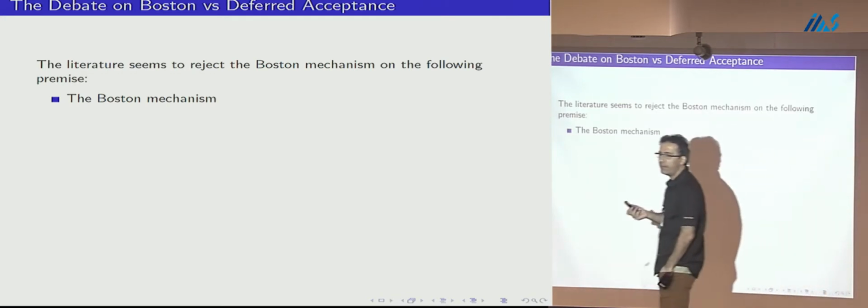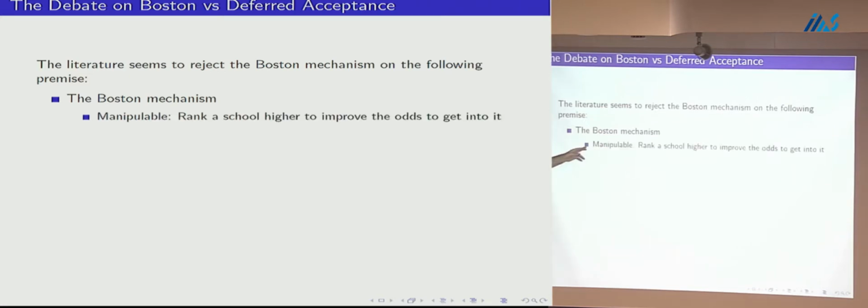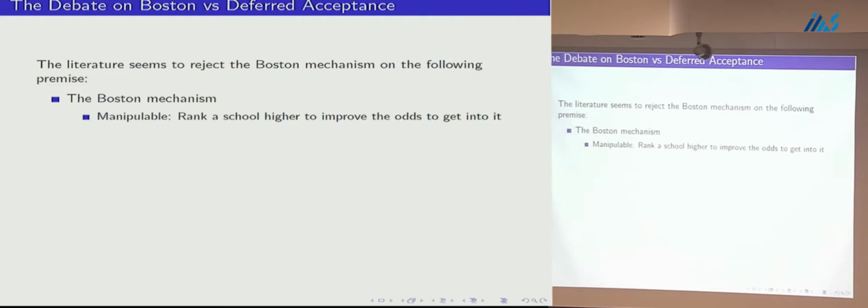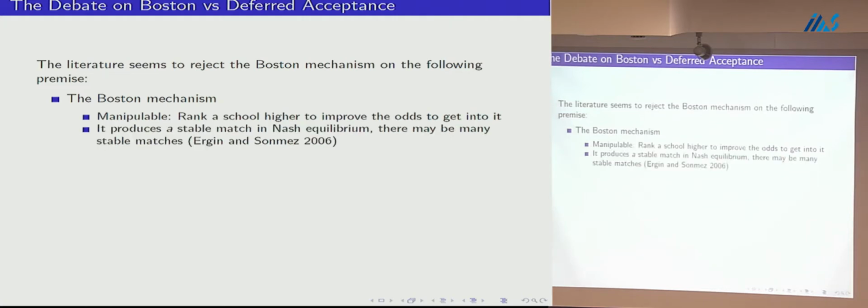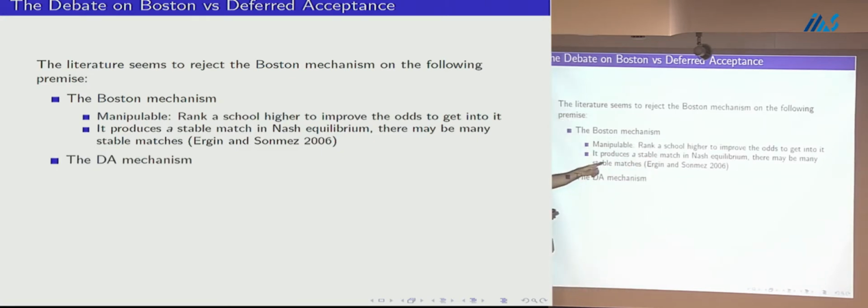So in a recap then, here's how we have been proceeding about Boston versus Gale-Shapley. The Boston mechanism is manipulable. If you rank a school higher, you actually improve your odds of getting into it. So this creates some incentives to manipulate the system. It produces a stable matching in every Nash equilibrium. But it does not guarantee that it's going to produce the student optimal stable matching.